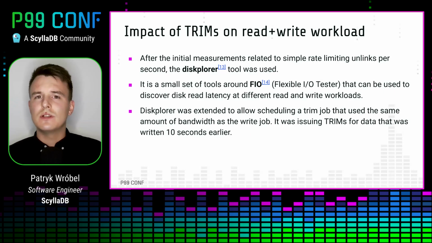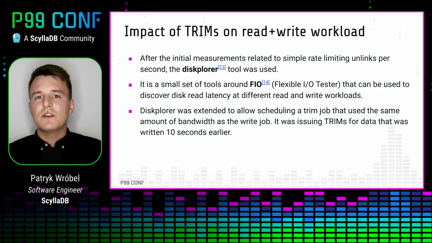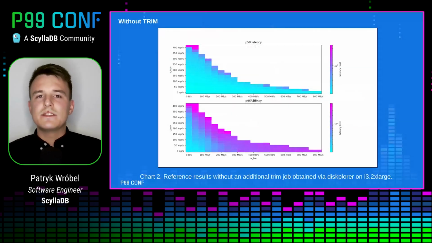to run an additional trim job that would trim the data written 10 seconds before with the same bandwidth that the write job used, because the hypothesis was that the drive should be more or less capable of trimming with the same bandwidth that it uses to write, because when the drive is full, it needs to erase something to perform a write operation. So now we can see the chart from an ordinary workload run via Diskplorer.